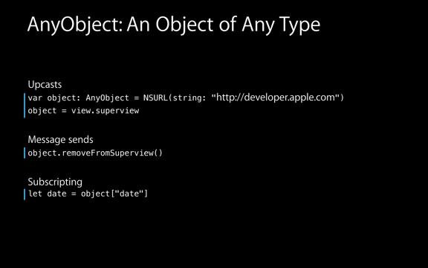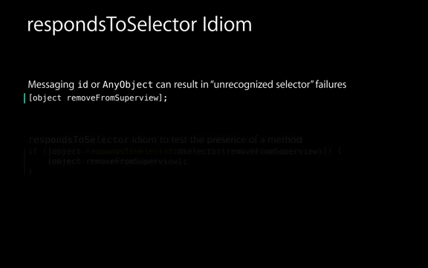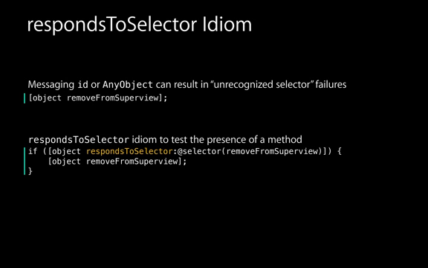Now, one of the things we know from using id in Objective-C is that you sometimes have to be a little bit careful. Because if you send a message to an object that doesn't have a corresponding method, you're going to get a runtime failure that this is an unrecognized selector. Now, in Objective-C, we have an answer for this. It's using the respondsToSelector idiom. Do an if, check whether it responds to the selector, then do it.